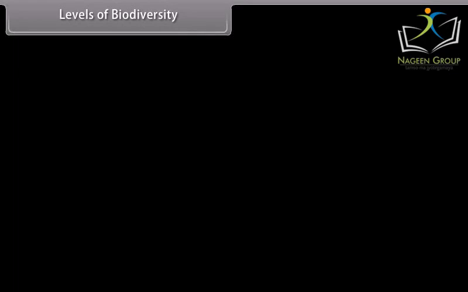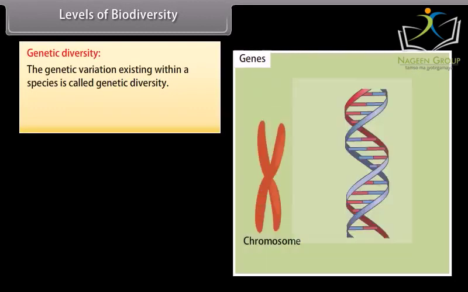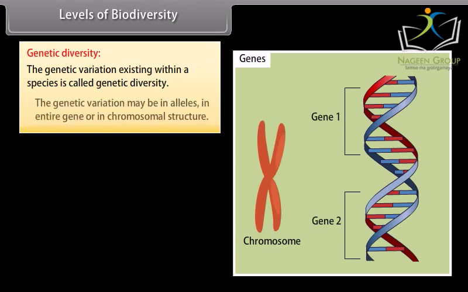Levels of biodiversity. Genetic diversity. The genetic variation existing within a species is called genetic diversity. The genetic variation may be in alleles, in entire gene, or in chromosomal structure.